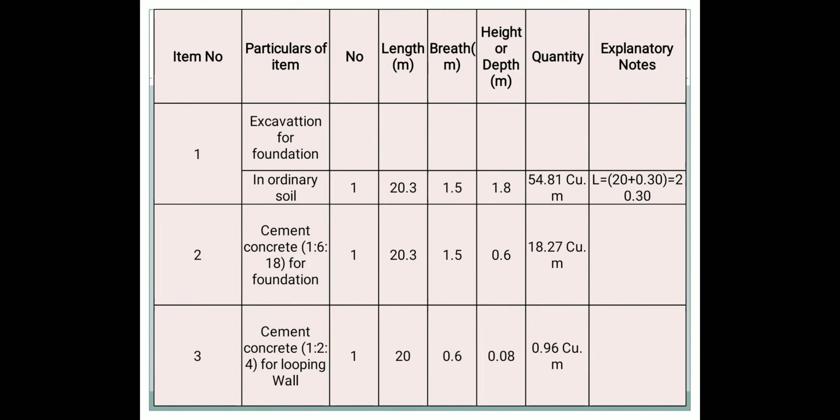Excavation for foundation in ordinary soil: 1, 20.3 is the length, 1.5 meter breadth, 1.8 meter depth. That makes a total quantity of 54.81 meter cube. Cement concrete 1:6:18 for foundation: 1, 20.3, 1.5, 0.6, that makes a total of 18.27 meter cube. Cement concrete 1:2:4 for coping wall: 1, 20.6, 0.8, that makes a total of 0.96.